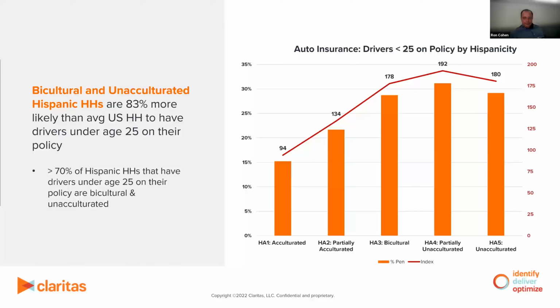And again, it's the bicultural and monoculturated. That's where the money's at. 83% more likely than the average US household to have a driver under the age of 25, bicultural and monoculturated. These 3 segments right here, 70% of all Hispanic households that have drivers under the age of 25 are bicultural and monoculturated.